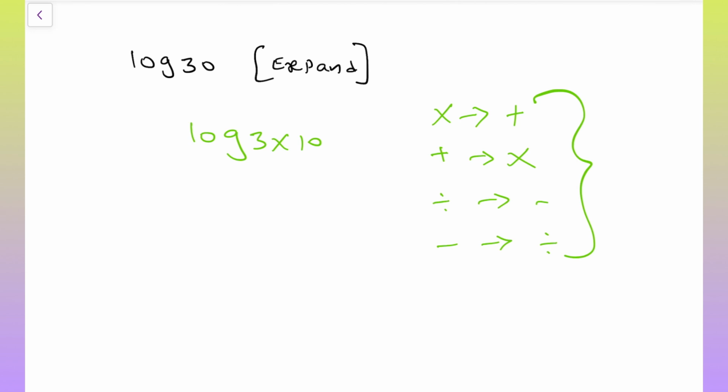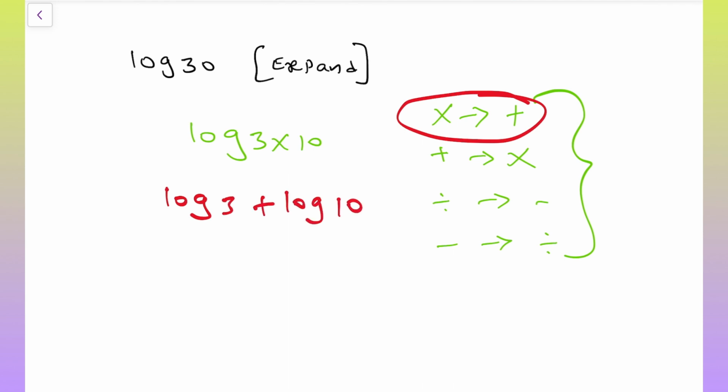If multiplication is there, in the next step we will write it as addition. If addition is there, we will change that to multiplication. If minus is there, it becomes division. If division is there, it becomes minus. That's it. Now in this case here we have multiplication, right? So multiplication will become addition. So log of 3 into 10 can be written as log 3 plus log 10.